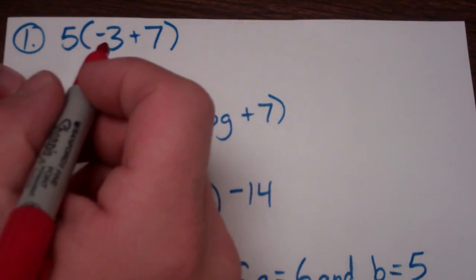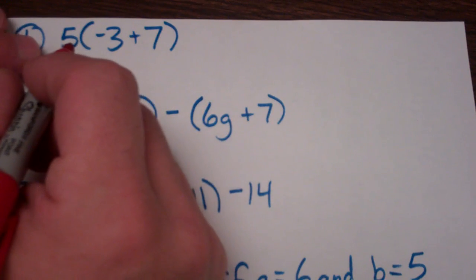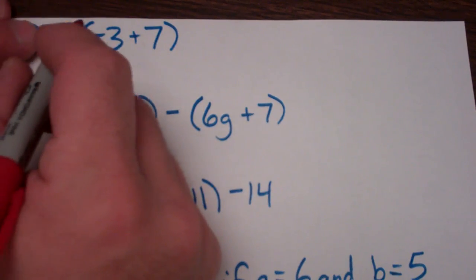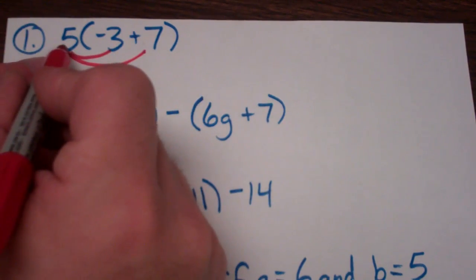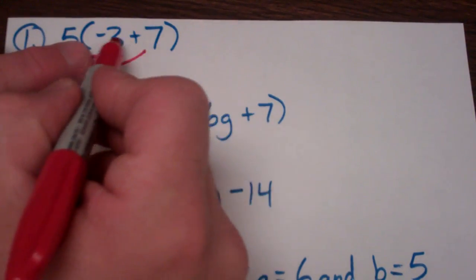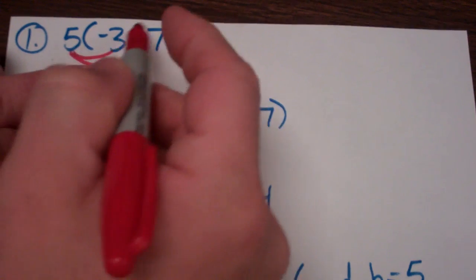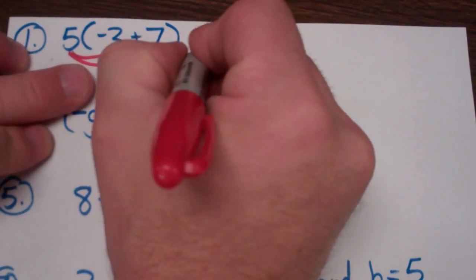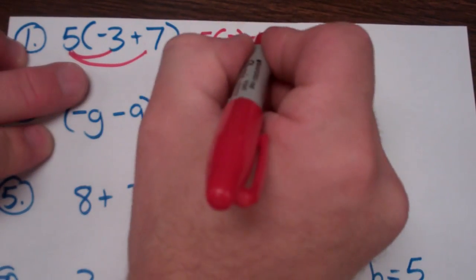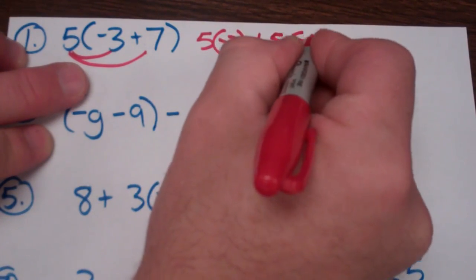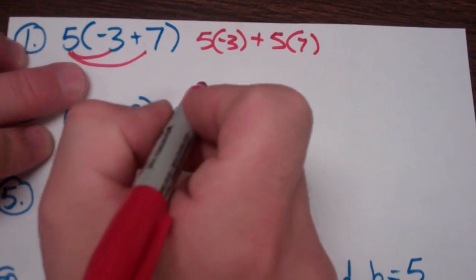Alright, well, it wants us to write it as an equivalent expression, so it's not just wanting us to solve to start. It does want the value at the end, but it wants us to use the distributive property. Remember, that's taking this number times every term in the group. So we have 5 times negative 3, so I could write it like this: 5 times negative 3 plus 5 times 7. Noticing that both terms are getting multiplied by 5.